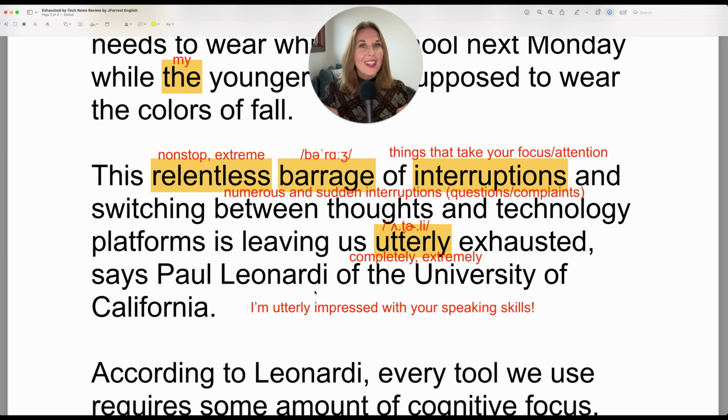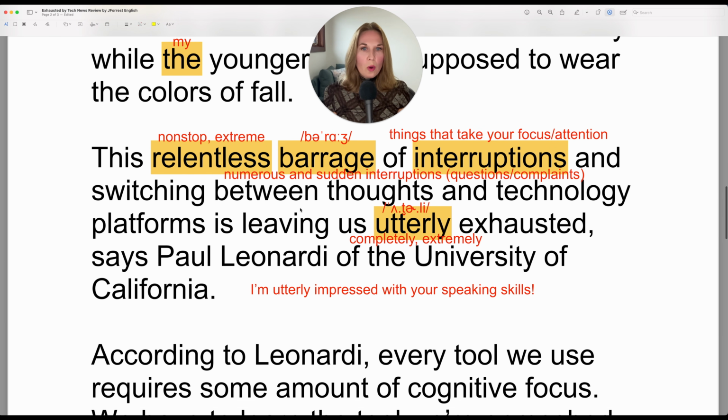So hopefully someone says to you, wow, I'm utterly impressed with your speaking skills. So of course, I'm impressed. That already sounds very positive. And then instead of saying completely or totally or extremely, they can use utterly. I'm utterly impressed. So that's a great word to have in your vocabulary. It is not as common as the alternatives, but it is commonly used by natives, and it will help you understand natives when you hear it and also help you sound more advanced too.